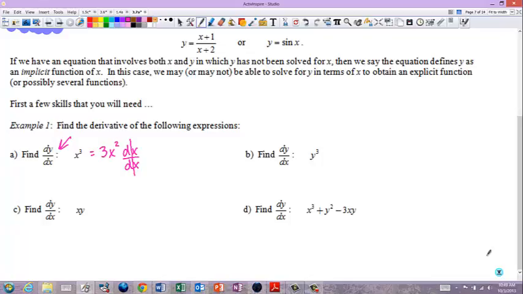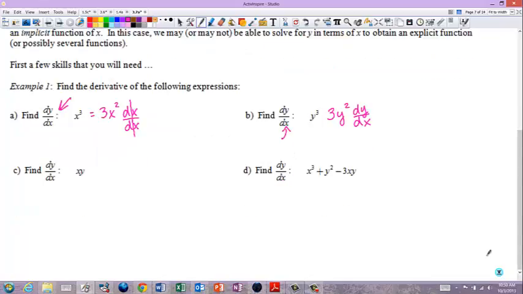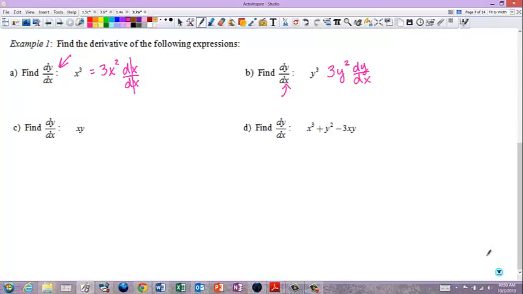Now if you're finding over here, if you did 3y squared, really every time you're taking the derivative of y, it's still with respect to x because that's my variable. So anytime you take the derivative of a y, you're going to put dy/dx. Anytime you take the derivative of an x, you don't have to do that because it's dx/dx and it cancels out.